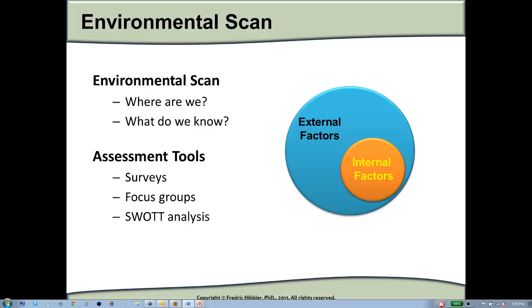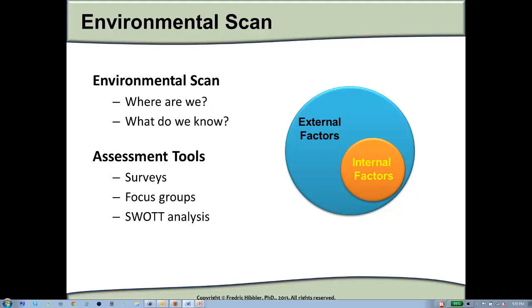Let's take a quick look at some of the components that make up the environmental scan. First and foremost, an environmental scan needs to answer two very important questions. The first question is, where are we? Knowing where a company is helps them understand its current state. Because, as we learned in last week's lecture, you don't know where you're going unless you know where you're starting.